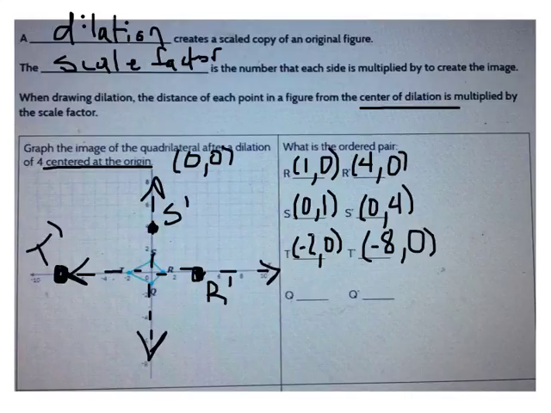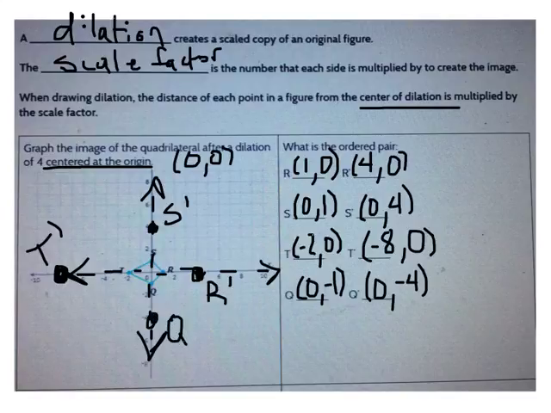Now let's do Q. Q is located at 0, -1. So Q prime is located 4 times as far away. 0 times 4 is 0. -1 times 4 is -4. I can graph Q prime at 0, -4.